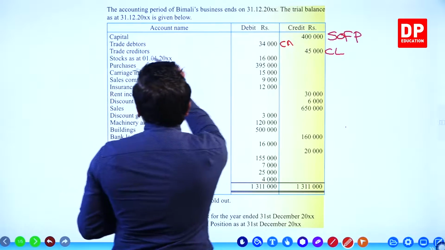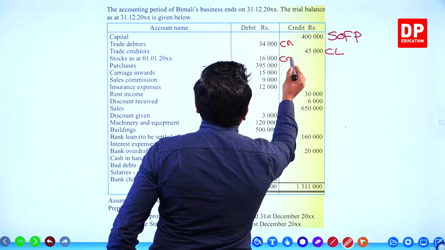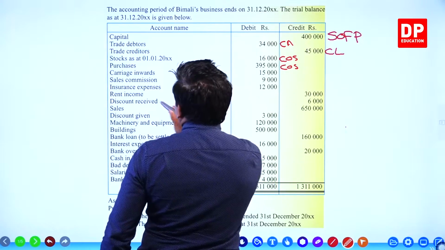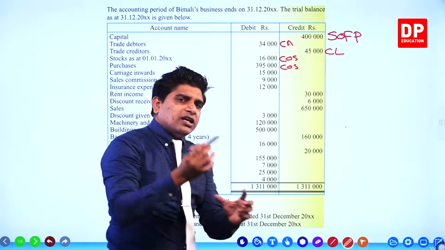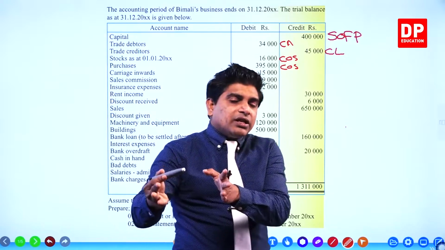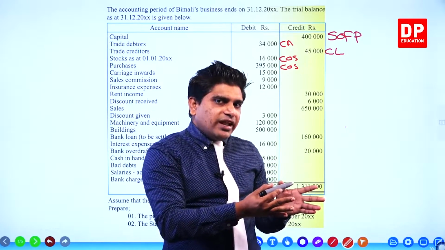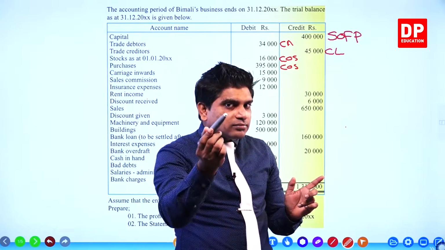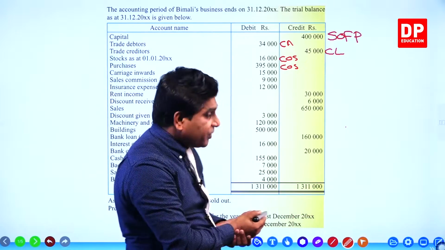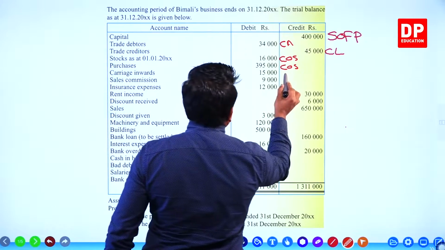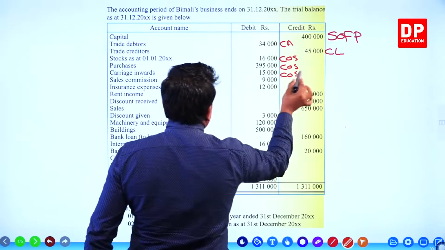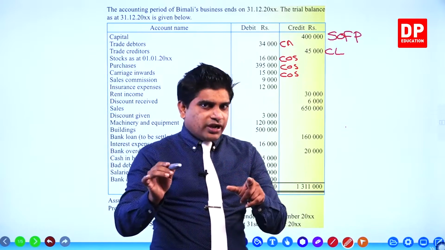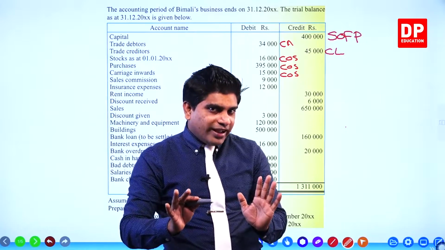So then, cost of sales. Then purchases also we take to cost of sales. Carriage inwards. Carriage inwards means the transport expense to bring something to your business premises, right? We have to add it to purchases, then cost of sales. You mark all of these. It's very easy for you when you do the question, right? I think you are doing it with me now, right?